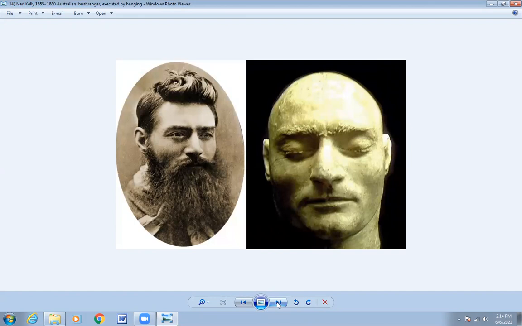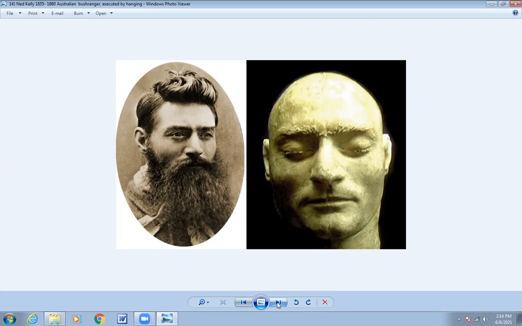Now, the next few photos we're going to show are of photos or paintings of people along with their death mask. And the difference between a life and death mask, the life mask is made when the person was alive. The death mask is made after you've passed away.